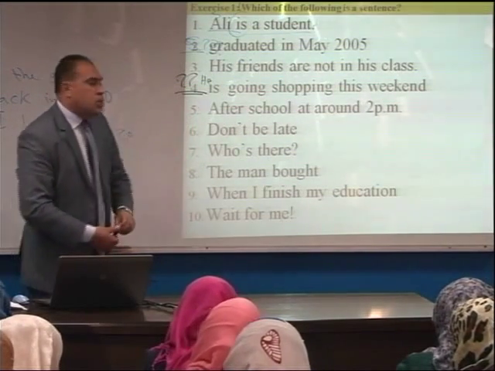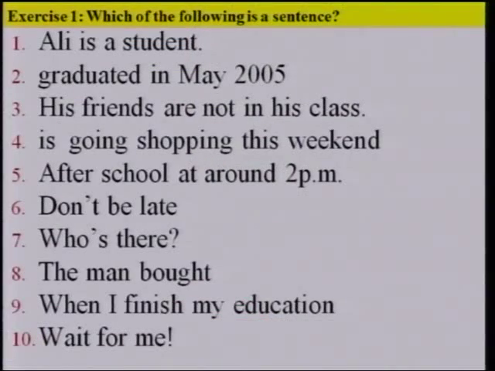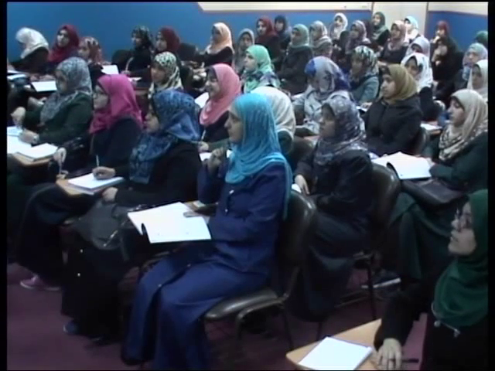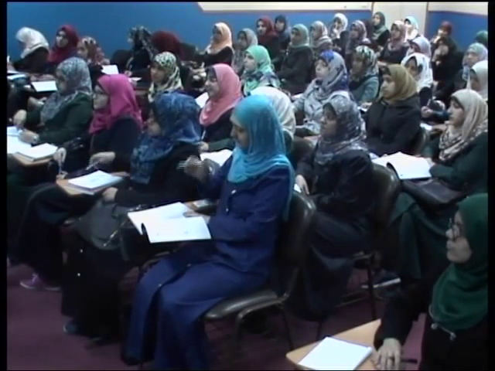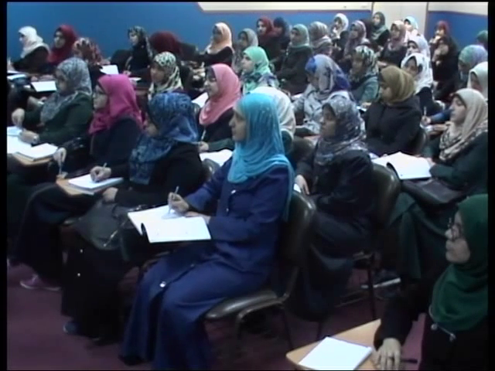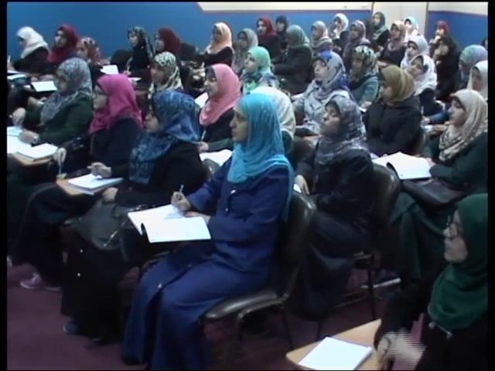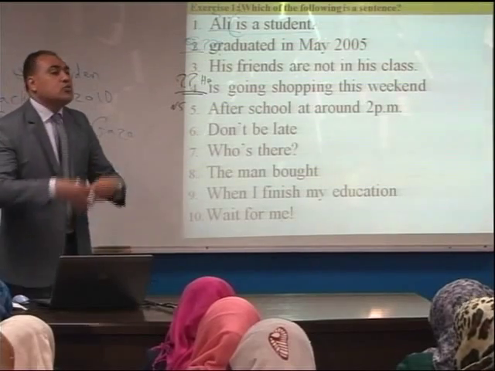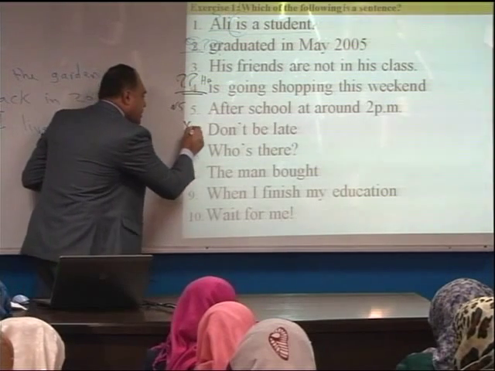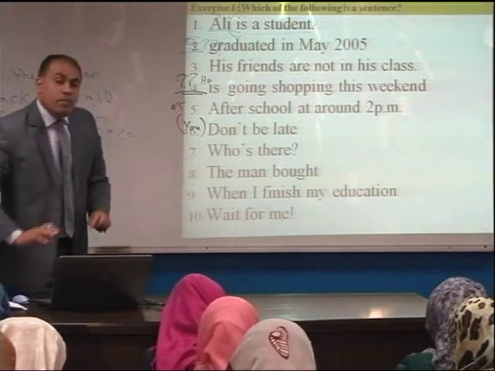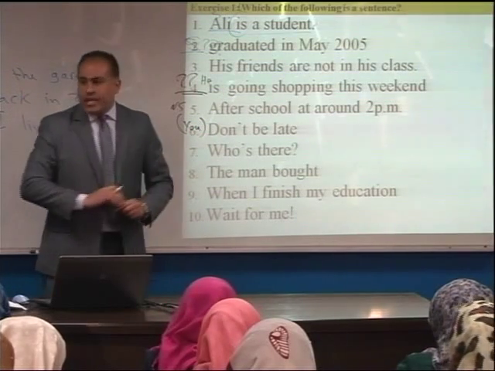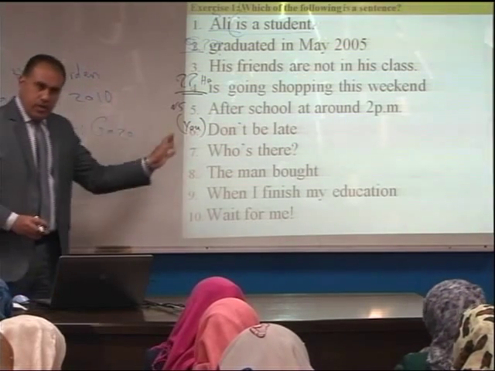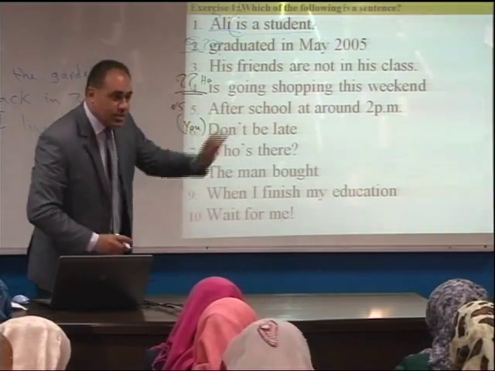Number 6, don't be late. It is a sentence in the form of an imperative, of an order. What about the subject? You, but it is implicit. It's sort of understood that the subject is you. So it is a sentence that has a subject, an implicit one, a verb, and expresses a complete idea.